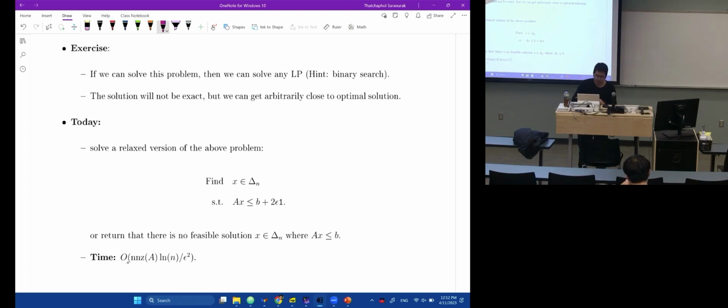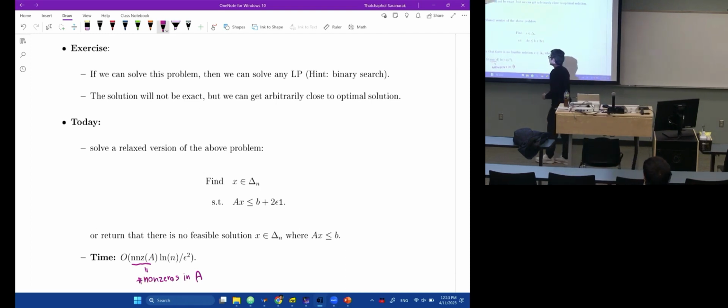And the algorithm is going to be so fast. It's almost linear time, basically. The nnz(A) is the number of non-zeros in A. So it's linear time up to some log factor in epsilon. Okay, so that's the goal.